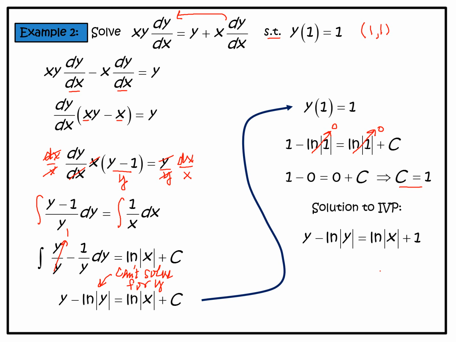So solve it like you normally would without the initial value condition, and then at the end you plug that in to get your constant. Now you should be able to try WebAssign problem number 3. So why don't you give that one a try.